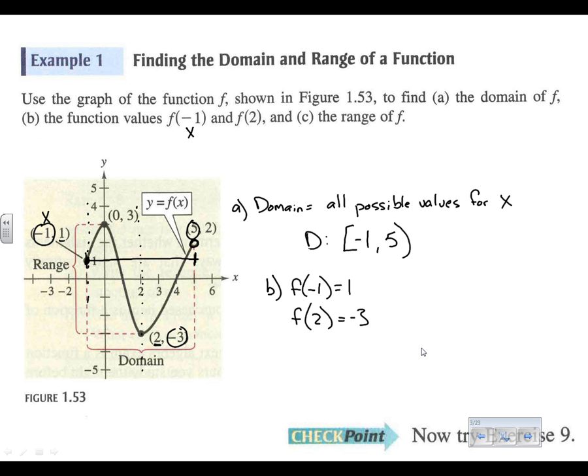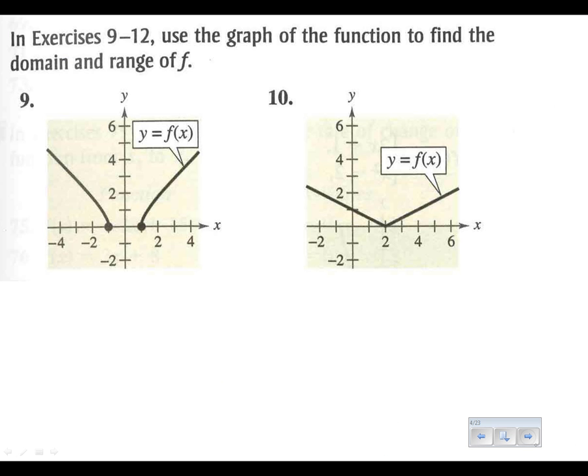And moving on to C, let's find the range. So if domain is all the x values, then range is the possible y values. Our y values, the highest point up here is at 3, and the lowest point down here is at -3, and they're closed circles on both of those, so we're going to run from -3 all the way up to +3. Go ahead and see if you can do the same thing with exercise 9.